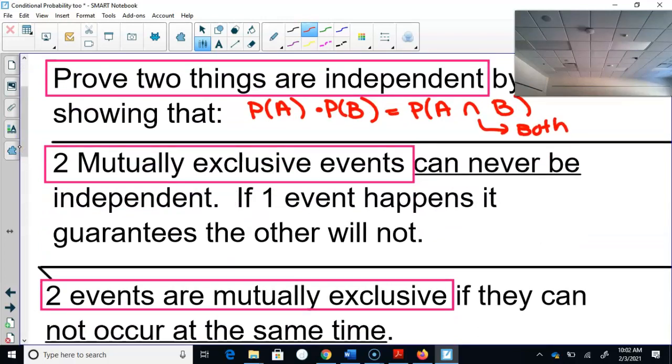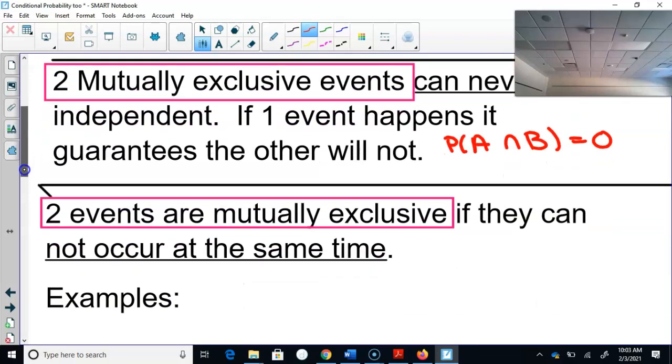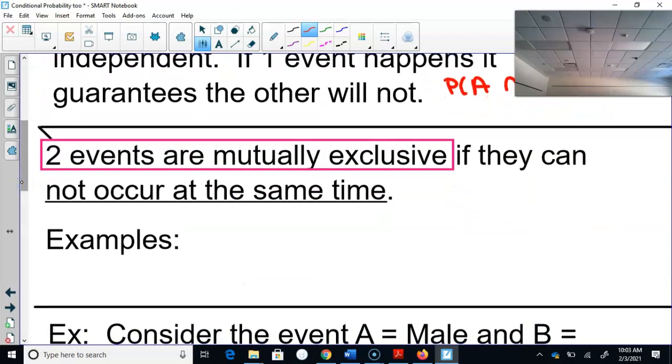We've talked about mutually exclusive events. You can't be a 9th grader and a 10th grader at the same time. What you would just say is the probability of A and B is equal to 0 in order to prove that 2 things are mutually exclusive. We have already talked lots about mutually exclusive. Let's just put one of those examples we've talked about. You cannot be in 9th grade and 10th grade at the same time. That is a mutually exclusive event.